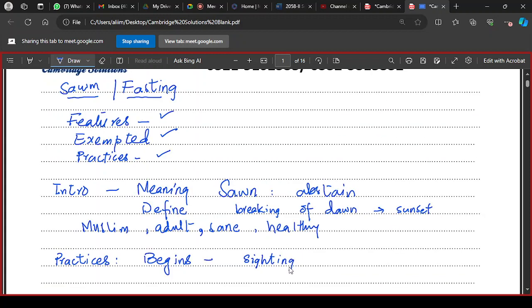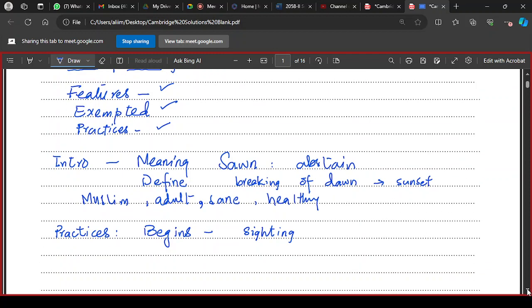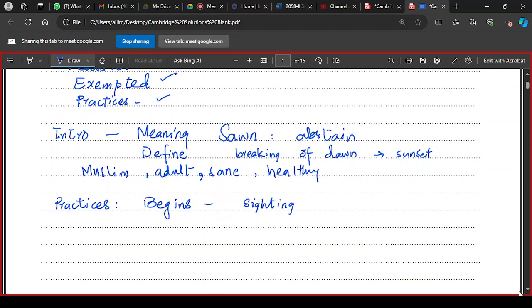It begins with the sighting of the moon. The Holy Prophet, peace be upon him, said: start fasting when you see the moon of Ramadan, and stop fasting when you see the moon of Shawwal. Or in other words, do not start fasting until you see the crescent of Ramadan, and do not give up fasting until you see the crescent of Shawwal.